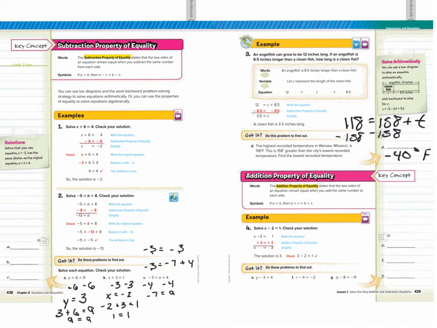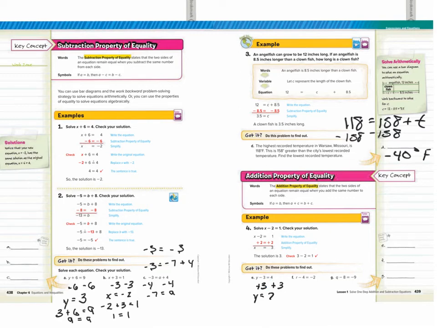Y minus 3 equals 4. Well, instead of subtracting 3, we're going to add 3 on both sides. 4 plus 3 is 7. Y equals 7. If we substitute it back in, right here, we have 7. 7 take away 3 equals 4. 4 equals 4. So we've solved that correctly.